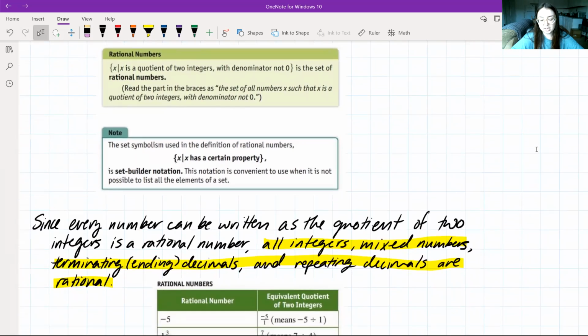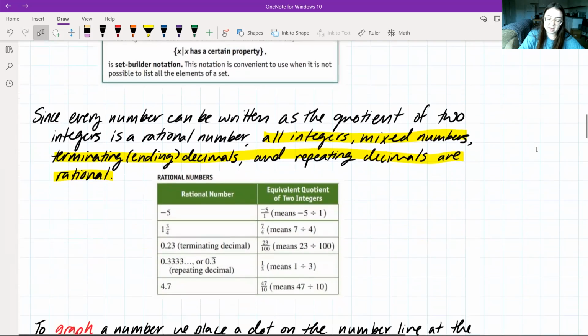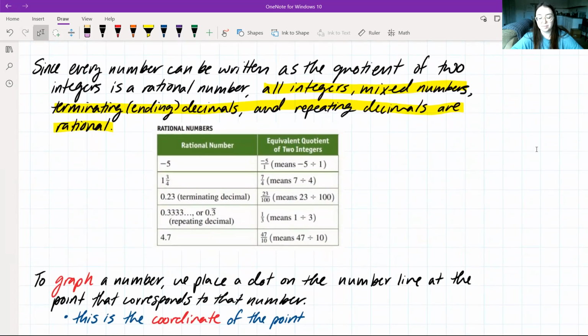So, since every number that can be written as the quotient of two integers is a rational number, all integers, mixed numbers, terminating or ending decimals, meaning decimals that don't go on forever, and repeating decimals are rational. So now we have some examples of rational numbers here.